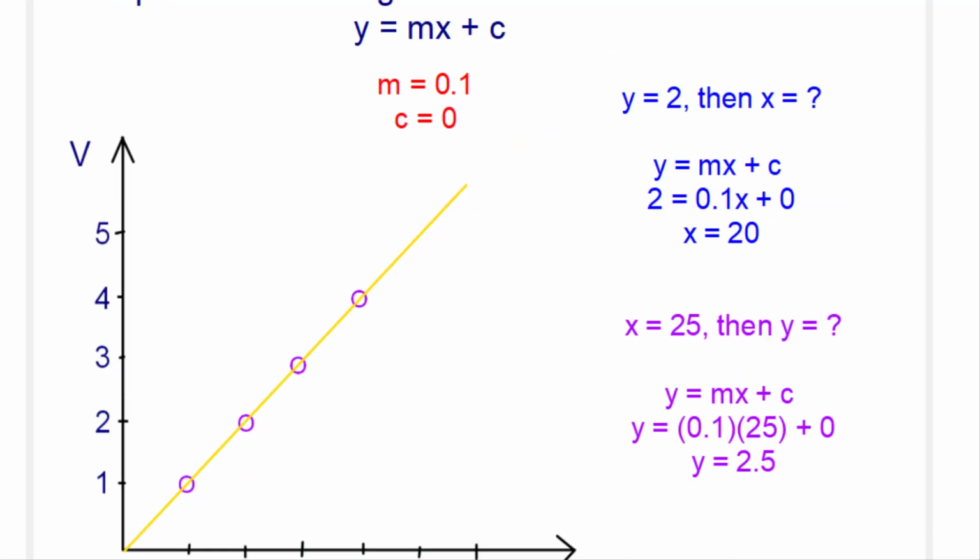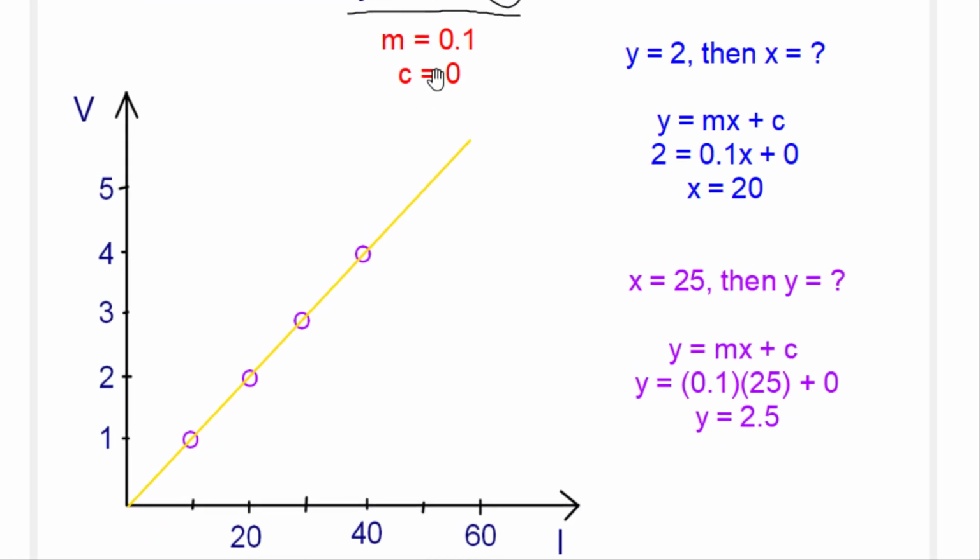Now we have the equation of a straight line. We have a mathematical relation which gives the equation of this straight line. This equation is y equal to mx plus c, where y is any point on the y-axis, x on the x-axis, m is the slope, and c is the intercept on the y-axis. As we can see, the graph is passing through the origin, so c is 0.